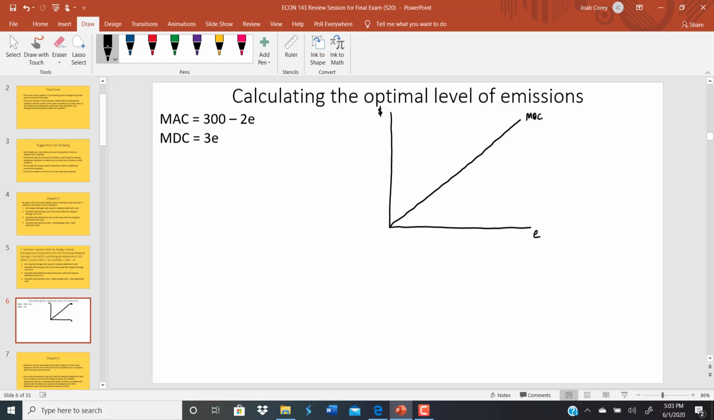Now, where does your marginal abatement cost curve start, or where does it hit that y-axis? Well, in order to figure that out, you have to set emissions to 0. So when E is equal to 0, we know that our marginal abatement cost is equal to 300. So we can start that right here at 300. And again, this curve is probably going to be a little bit flatter than your marginal damage cost curve, simply because the magnitude of its slope seems to be a little bit smaller.